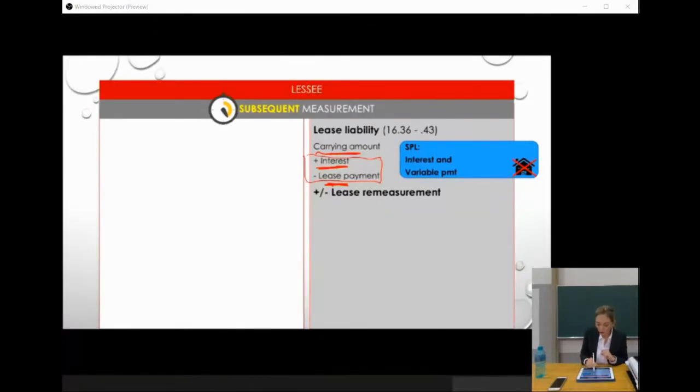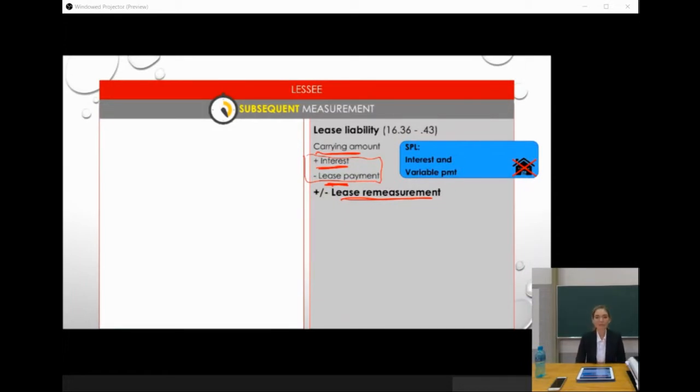But paragraph 36 also says that we have to take into account any lease remeasurement. So if there are any remeasurements of the lease liability, we have to take that into account for our lease liability balance as well. Okay, so now back to our standards.